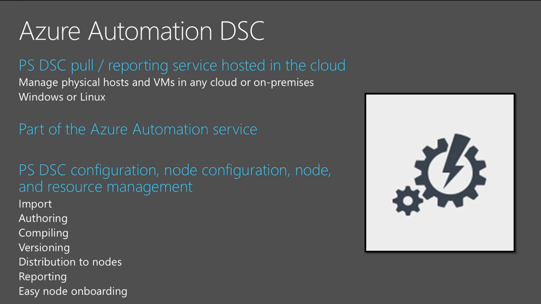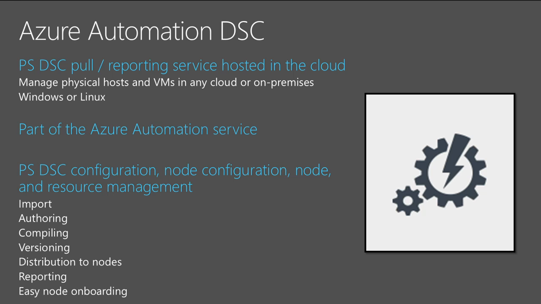Part of the Azure Automation service, so if you have an automation account already, you now have a pull server in there. You just need to onboard to the preview of this by running one commandlet. And basically what it gives you is around those configurations, those node configurations, those nodes and those DSC resources, the same kind of management you get for runbooks and assets and jobs today. So ability to import them, author them in our system, compile configurations into those node configurations, have versioning, make it easy for nodes to become onboarded to our pull service, our reporting service, so it's easy for them to grab things, apply them, and report back on how they did.